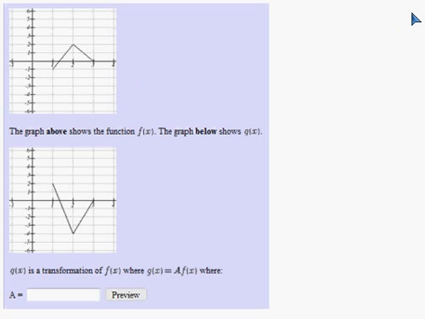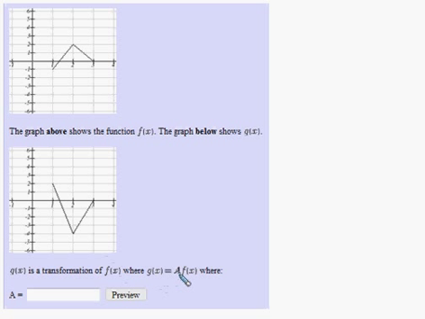In this problem, we're given the graph of f of x and g of x. In fact, it says the graph above shows the function f of x. The graph below shows the graph of g of x. And they tell us that g of x was a transformation of f of x, and they tell us how it was found.